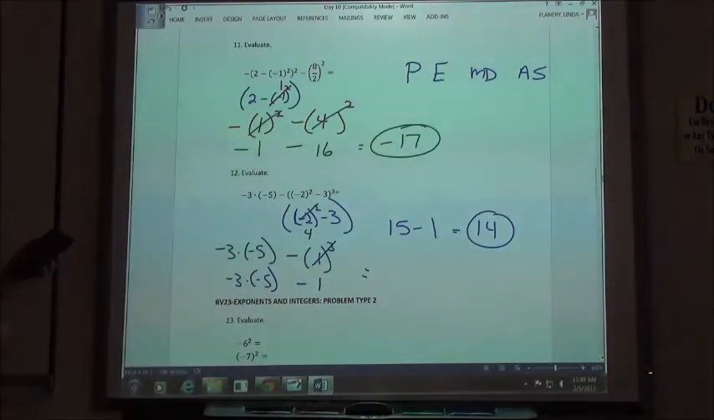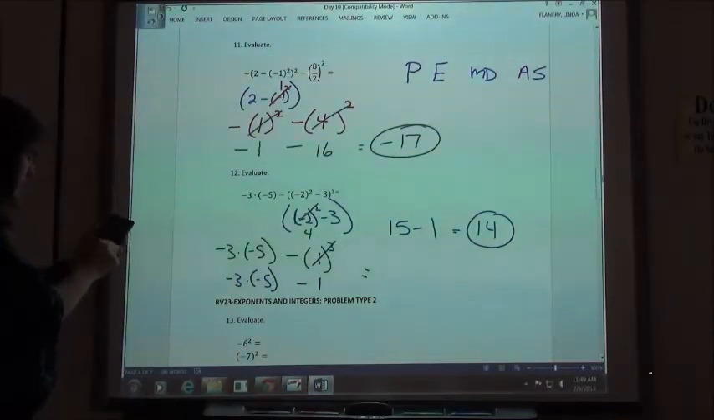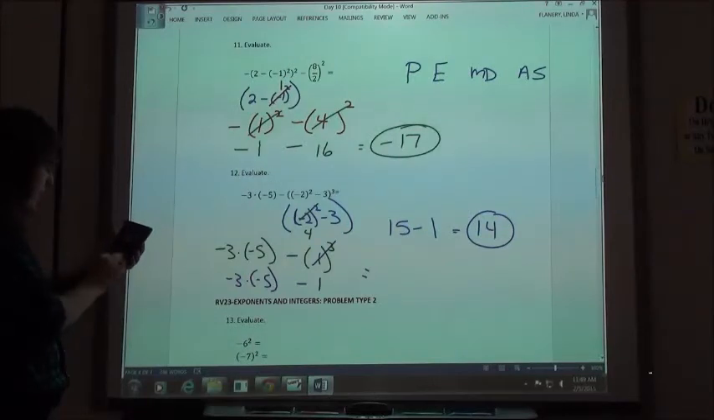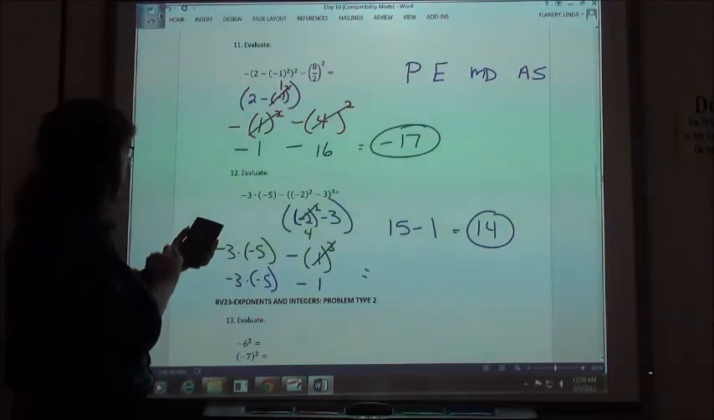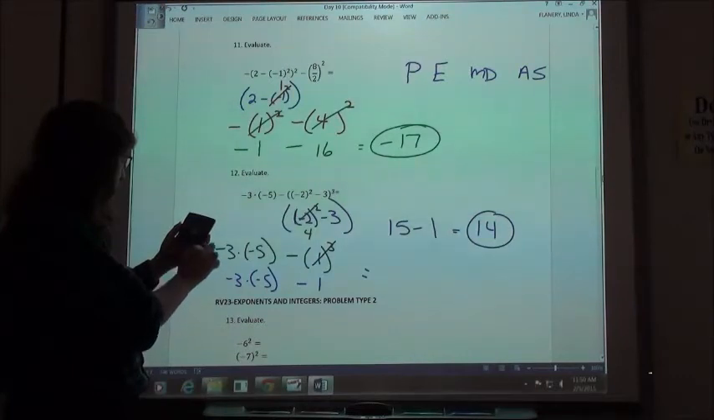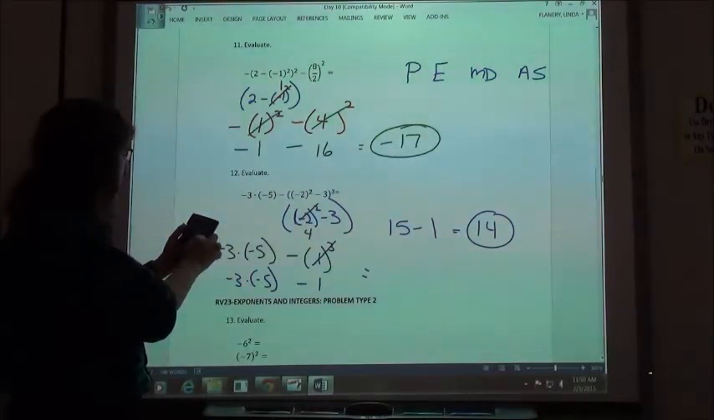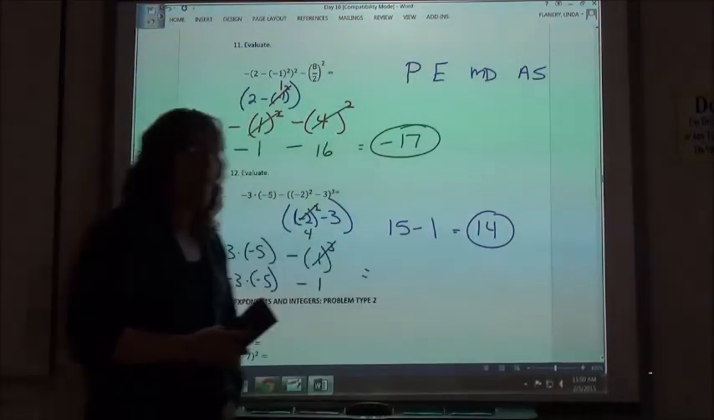Number 12. Negative 3 times, in parentheses, negative 5, close my parenthesis, minus 2, parenthesis, parenthesis, negative 2, close my parentheses, squared, minus 3, close my parentheses, cubed. Hit equals. 14 is what I should get.